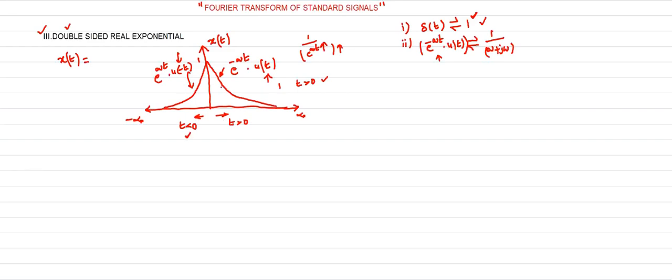For t greater than 0, it is 0 value. Here I write e power at. The reason is with increase in negative time, what happens? Here also the denominator of this expression increases.